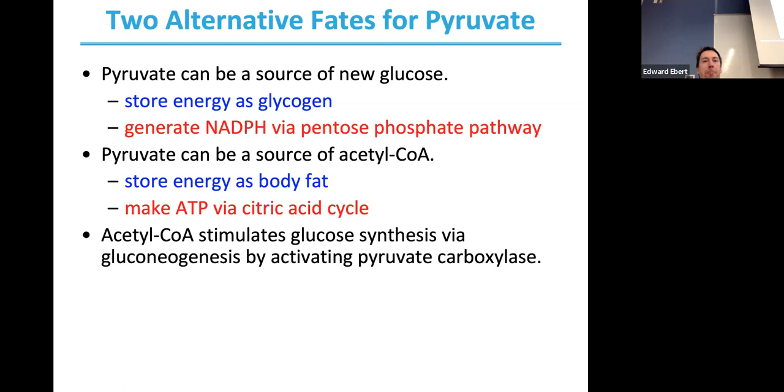All right. If we look at pyruvate, so we go all the way through glycolysis, we've made pyruvate. We briefly mentioned fates of pyruvate. We can go backwards through gluconeogenesis and make new glucose, and we can store energy as glycogen. We can generate NADPH through the pentose phosphate pathway. Pyruvate can be used to make acetyl-CoA, which we can use in production of fatty acids and store as body fat. And we can also make ATP through the citric acid cycle.